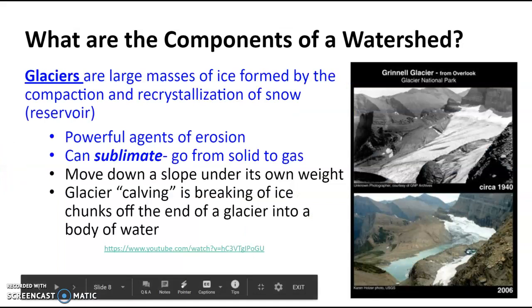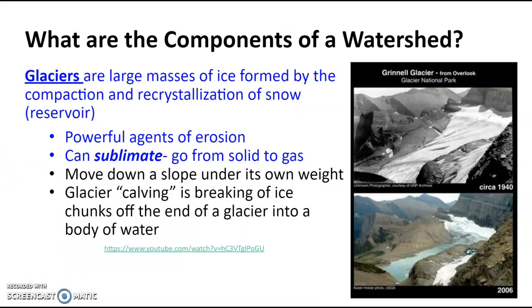Glaciers are typically even more permanent water storage, and they're so heavy. There's been so much snow layered and layered and layered that it starts to recrystallize and make ice because it's so heavy, it's just being crushed into ice. And glaciers are really powerful agents of erosion. They change the face of the earth when they move, and they're so heavy that they get pulled down the slope under their own weight. And glacial calving is when ice chunks break off the end of a glacier.